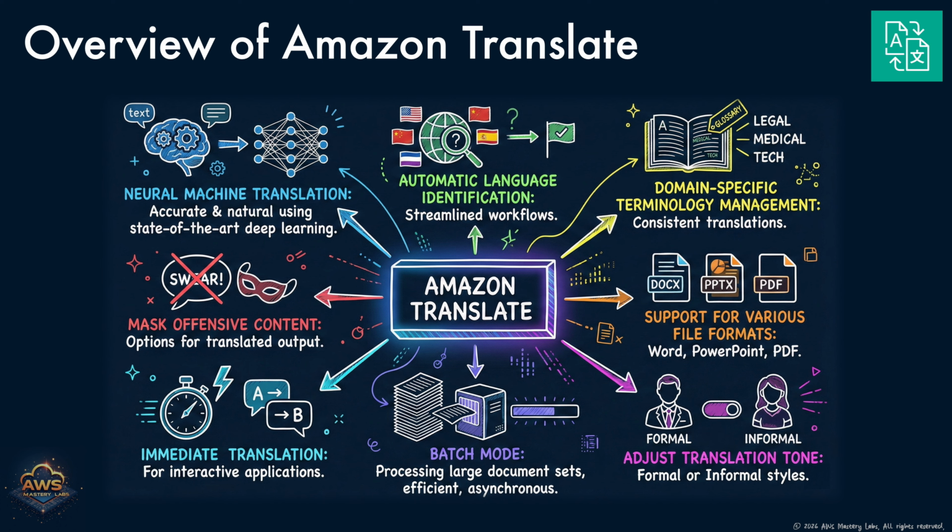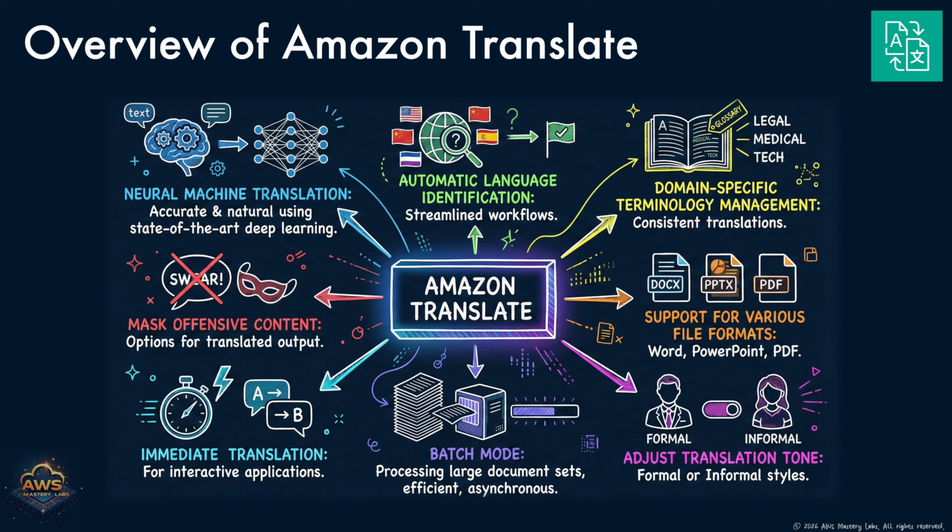Translate also supports custom terminology, which ensures that domain-specific language, like brand names, technical jargon, or product terms, is translated consistently and accurately across all your content. For content moderation needs, profanity filtering lets you automatically mask offensive terms in the translated output. This is especially useful for user-generated content or public-facing applications where brand safety is a priority.